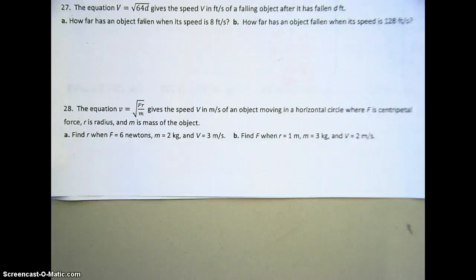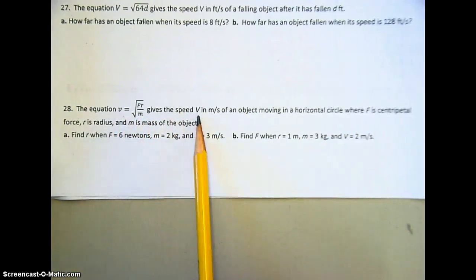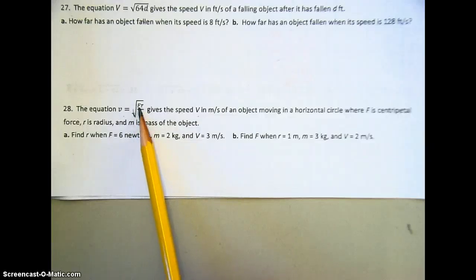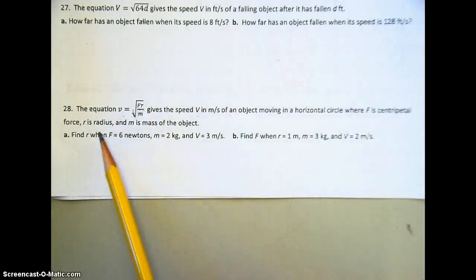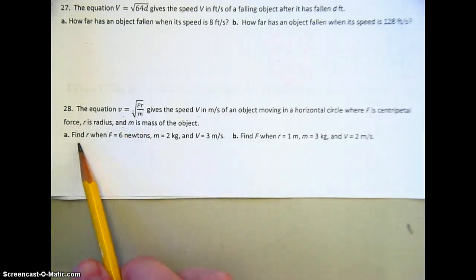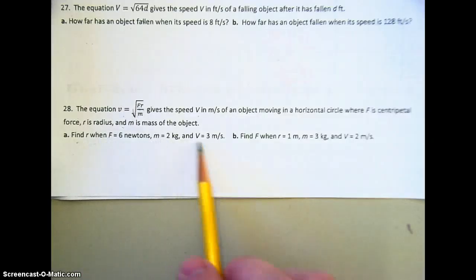And so a lot of times in science we have to use these different formulas, and knowing what each of the variables mean helps us define different measures here. So we have velocity, right? The speed, v, is the root of f. What's f? Good. Centripetal force. R, radius, and m. Good. Mass. All right. So it says find R when F equals 6 newtons, M equals 2 kilograms, and V equals 3 meters per second.